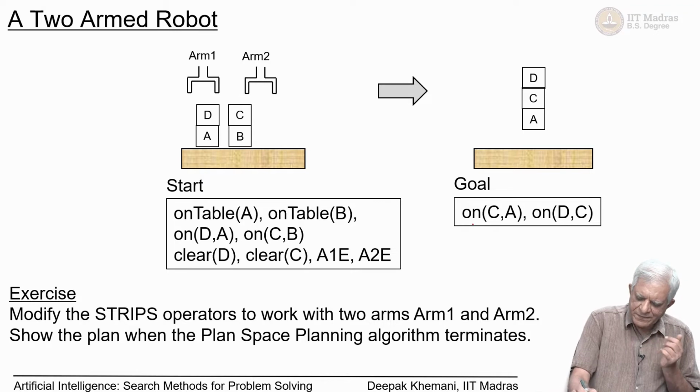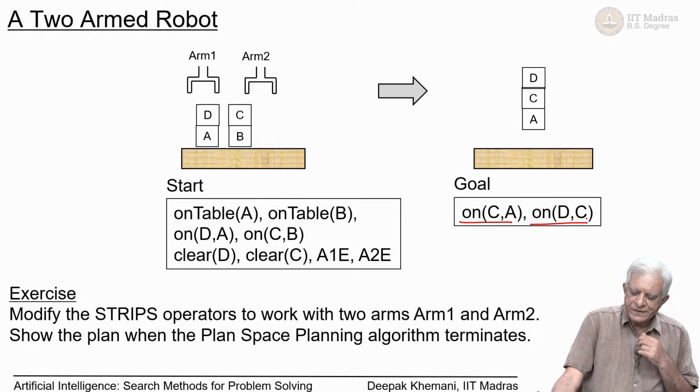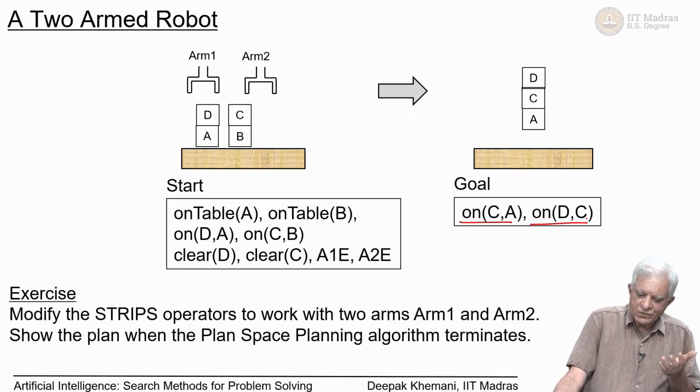So, the goal is described, as you can see, by 2 predicates, on C A and on D C, and now we want to see whether having 2 arms is better, whether we can do it faster.